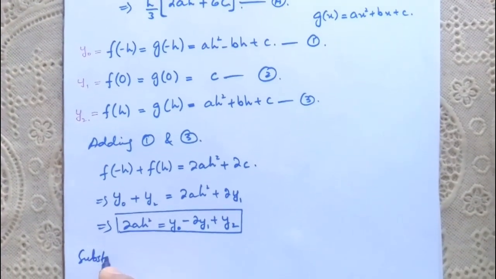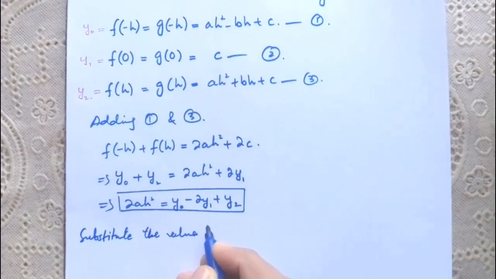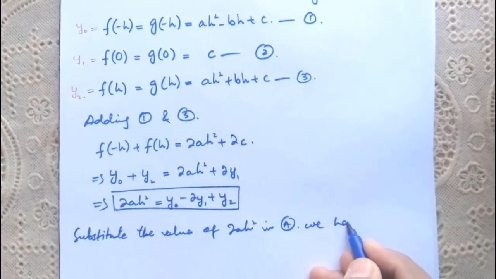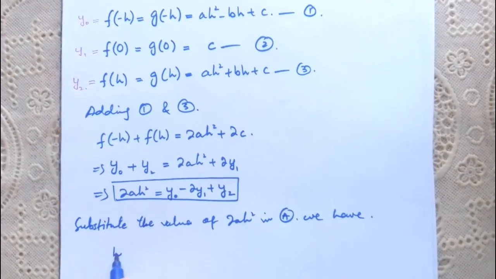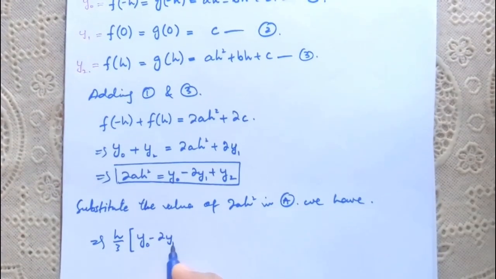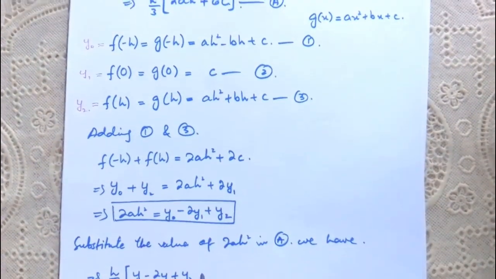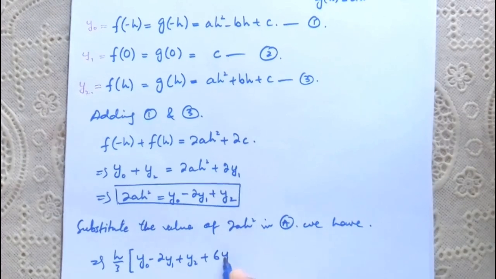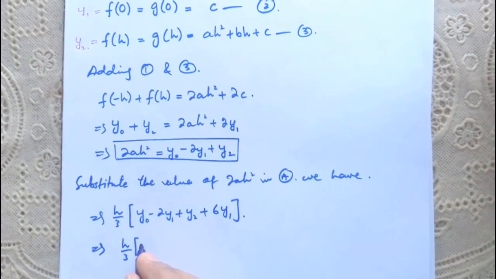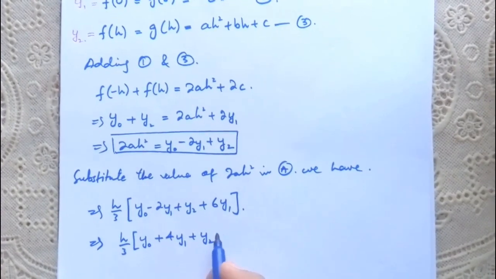So substitute the value of 2ah square in a. So we have h upon 3 times y naught minus 2y1 means 2ah square, plus y2 plus 6y1, because c is equal to y1, 6y1, right? Or h upon 3 times y naught plus 4y1 plus y2, right?